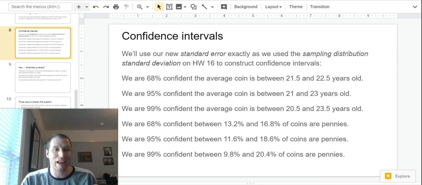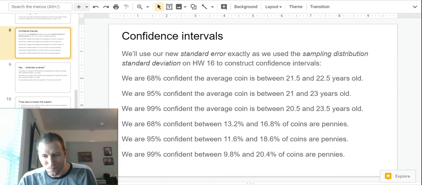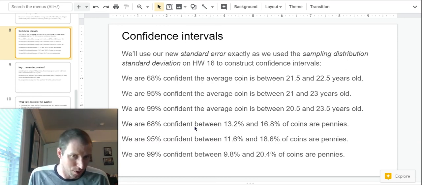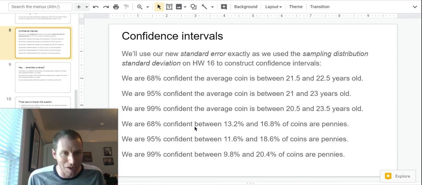This is exactly like we did on the last assignment, exactly like the last couple slideshows, except that rather than getting the standard error from the standard deviation of the sampling distribution, we get it from this weird formula.